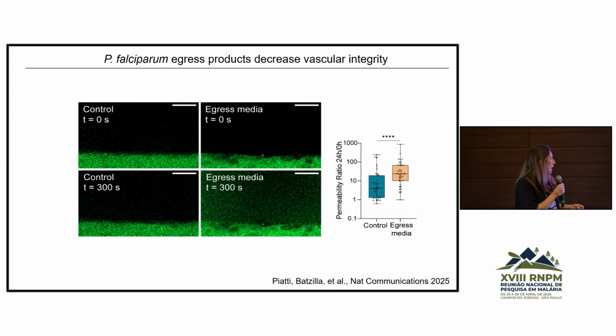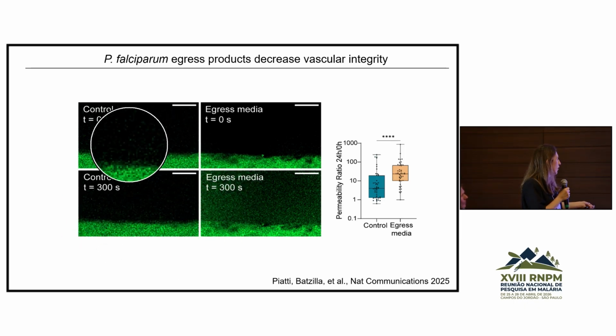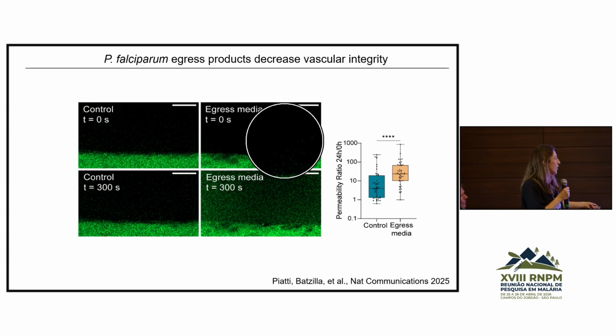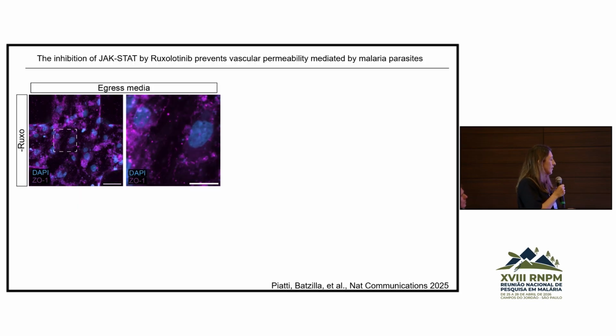Then, as I've mentioned, we also did a lot of permeability assays. In these assays, as I've said, we put this fluorescent low molecular weight tracer, and we see how it leaks to the collagen. And we barely have any leaks here when we have the control, so the dye stays inside. But when we add egress products, there was leakage of the blood products into the brain side of our engineered models.